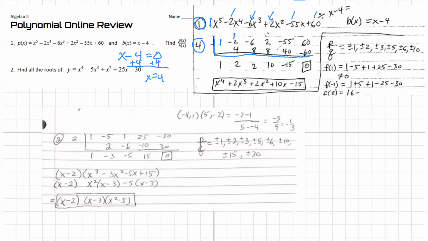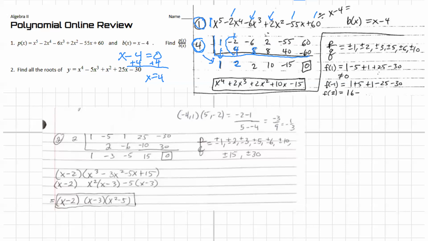Okay, so now that we have set up this synthetic division, review of how synthetic division works. You bring the 1 down first. You don't do anything with the first number. You bring it down. Then you multiply. 4 times 1 is 4, so we put a 4 here. Then we add these two together. 4 plus -2 is 2. Then we multiply. The 4 times the 2 gives us 8, so we put an 8 here.